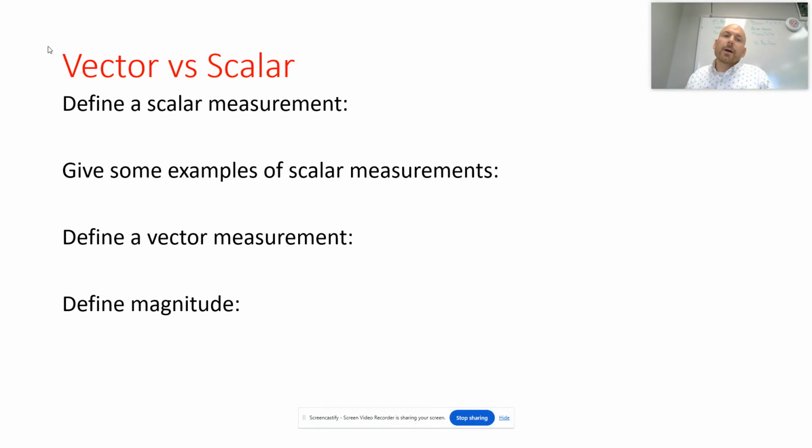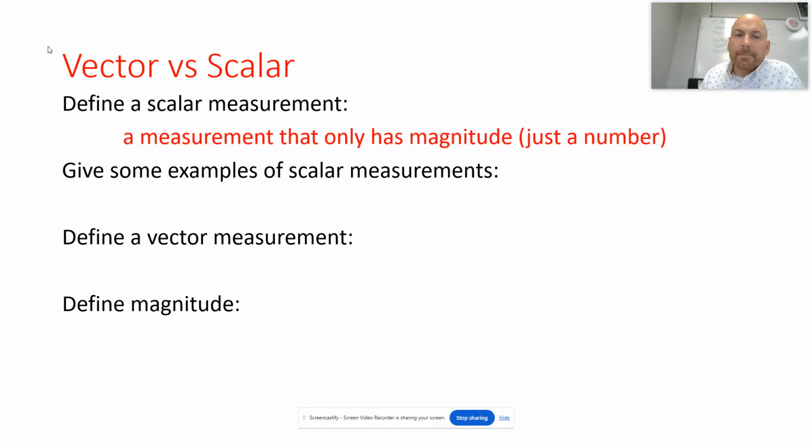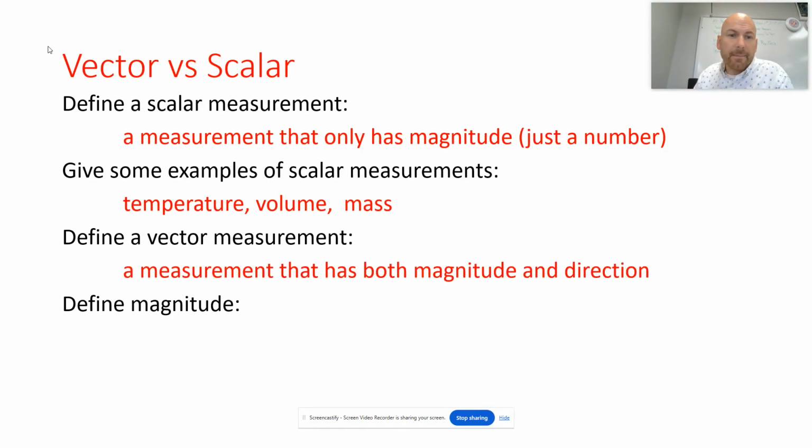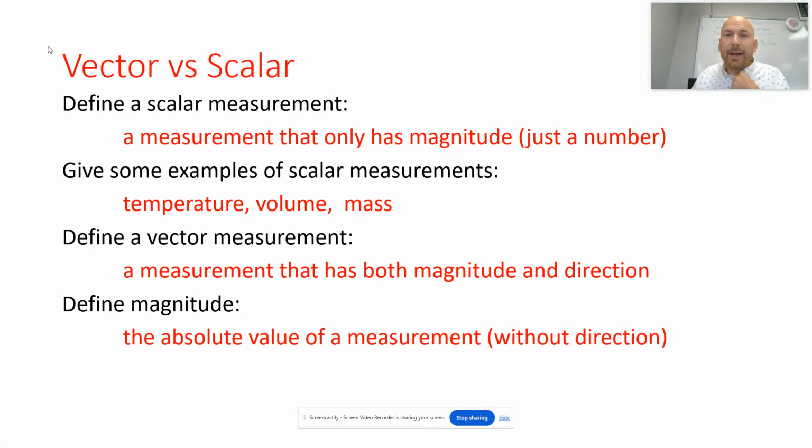So, vectors and scalars. A scalar measurement is a measurement that only has magnitude, so it's just a number. It does not communicate direction. Examples of that would be temperature, mass, volume, and other things like that. A vector measurement is a measurement that has both magnitude and direction. So we're throwing around this word, magnitude. What does that mean? That's simply the absolute value of a measurement. So no direction. It's just the number, the amount.